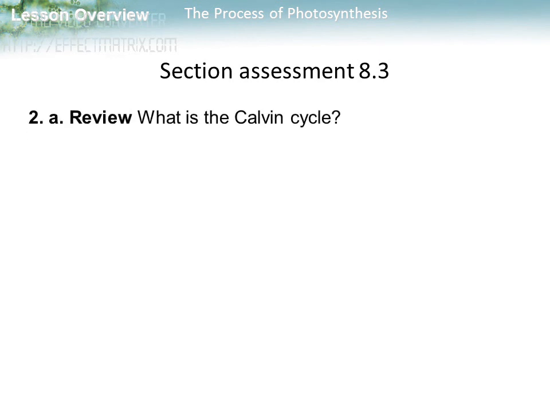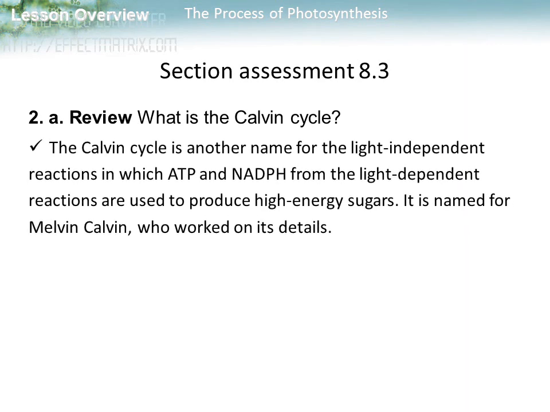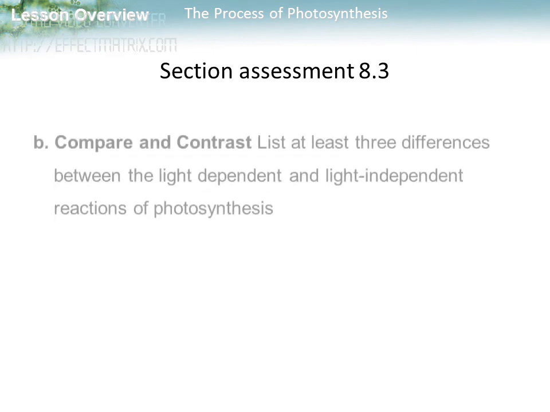Question number 2a. What is the Calvin cycle? I hope you are trying the answer. Well, the Calvin cycle is another name for the light-independent reactions in which ATP and NADPH from the light-dependent reactions are used to produce high-energy sugars. It's named for Melvin Calvin, who worked on its details.